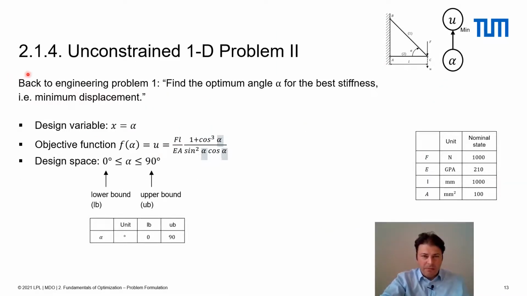The design problem looks now like this. We have a design variable x equals alpha. We have our formula for the objective function that depends on the design variable alpha. And now we have an upper and a lower bound that we will treat as a constraint on the problem. And this is what we are trying to solve.